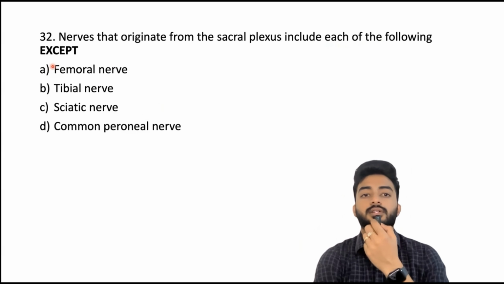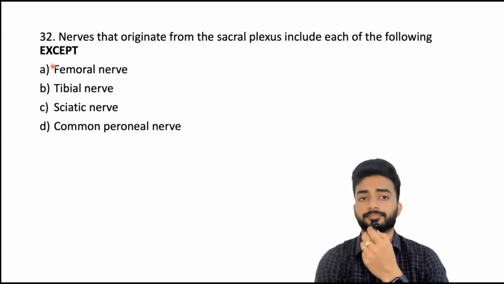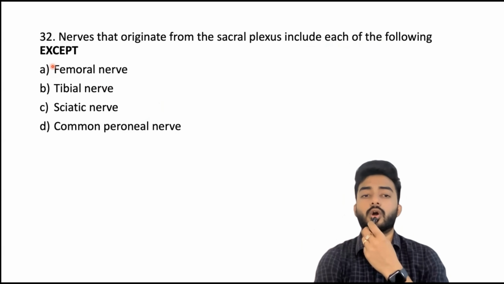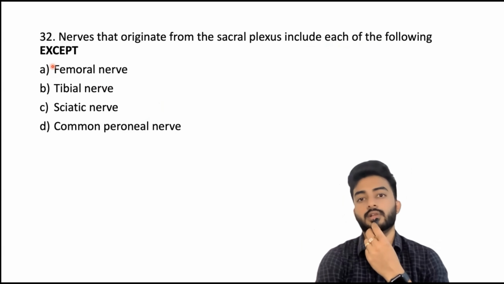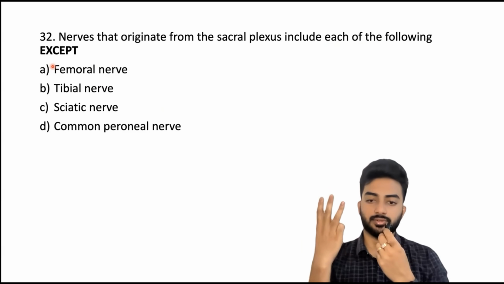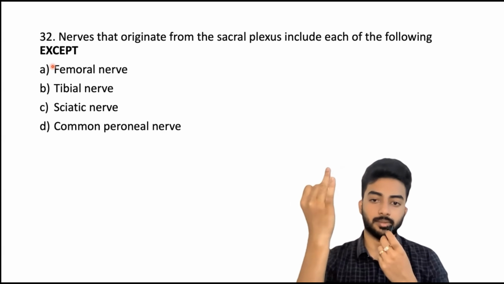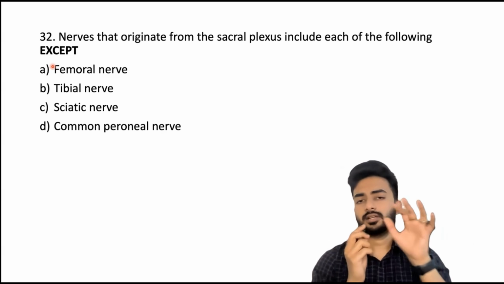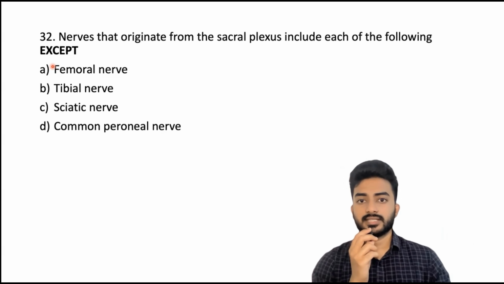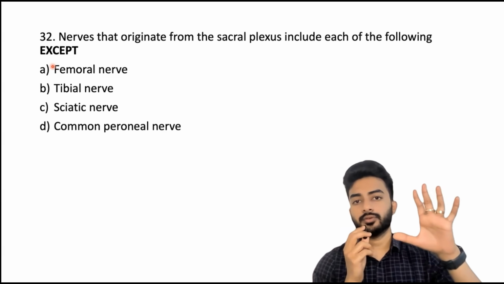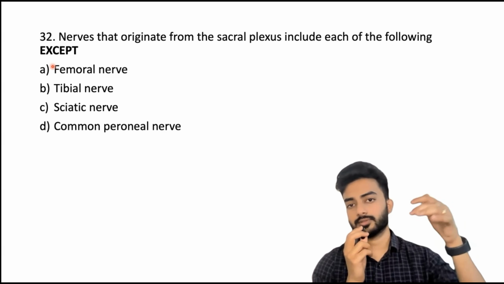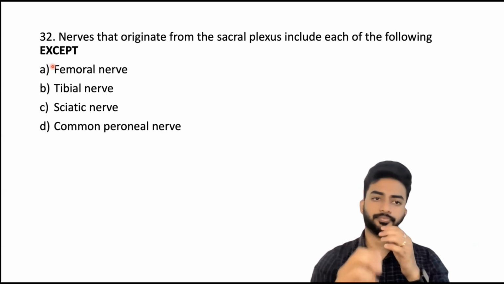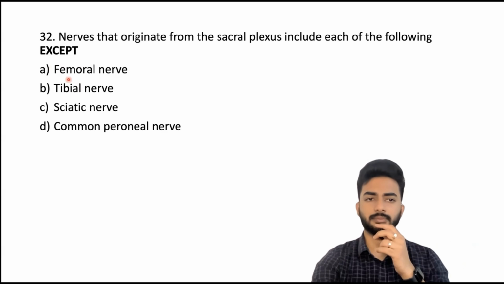Question 32. Nerves that originate from the sacral plexus include each of the following except. Option A, femoral nerve. Option B, tibial nerve. Option C, sciatic nerve. Option D, common peroneal nerve. So usually you have to know three plexus for the exam. One is brachial plexus, another is femoral plexus, another is sacral plexus. So something will be asked in and around this area. So they are asking sacral plexus. Even if you don't have any idea, you know that sacral plexus gives the nerves for the posterior compartment, and the femoral nerve is going to the anterior compartment. So that is the answer.